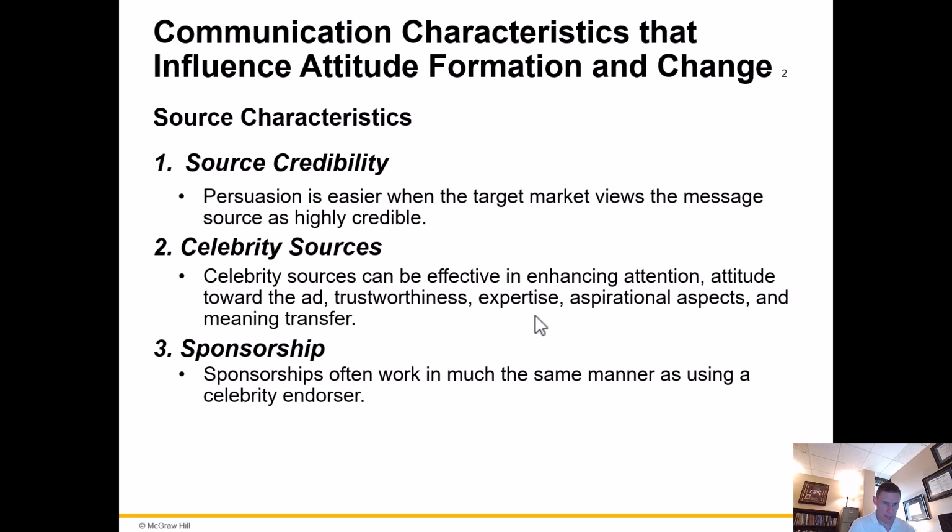Number two, celebrity sources. Celebrity sources can be effective in enhancing attention, attitude toward the ad, trustworthiness, expertise, aspirational aspects, and meaning transfer. And number three, sponsorship. Sponsorships often work in much the same manner as using a celebrity endorser.